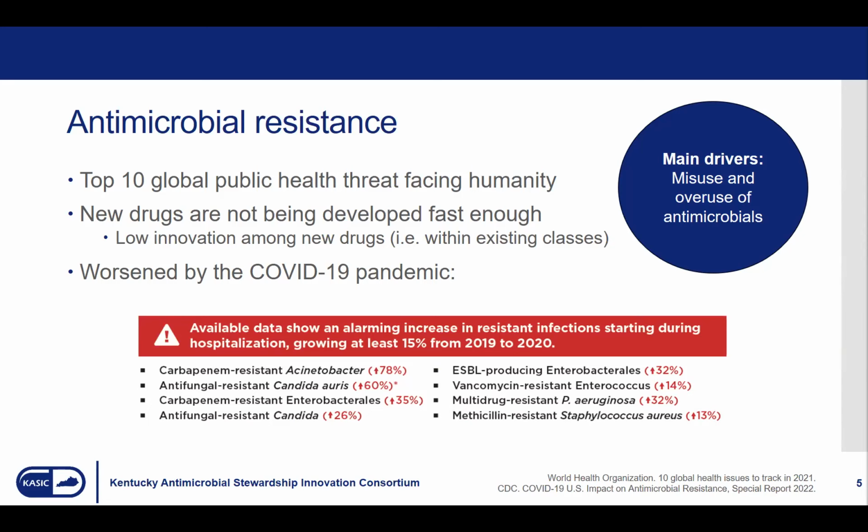The problem of antimicrobial resistance as a whole, we saw here in the US, has been worsened by the COVID pandemic. In 2022, the CDC published this report detailing the impact of COVID on resistance patterns. You can see in this table there are several organisms for which we've seen an increased incidence. Several reasons for this have been proposed, but in general, we're trending up with that. And the bottom line is that with antimicrobial resistance, we wouldn't have it if we didn't use antimicrobials. So the main driver really is misuse and overuse of antimicrobials.